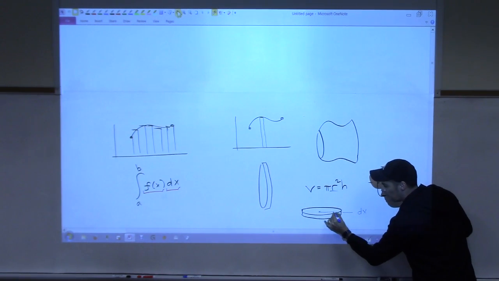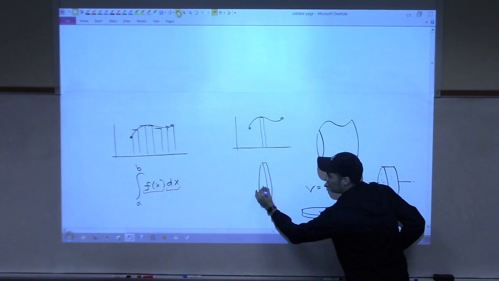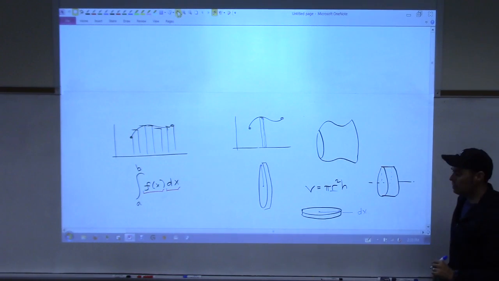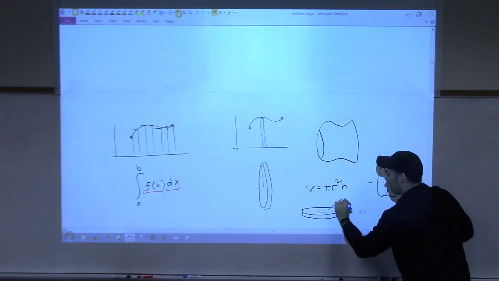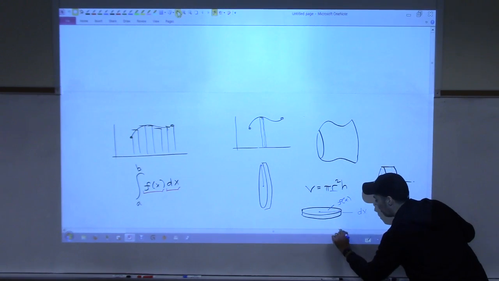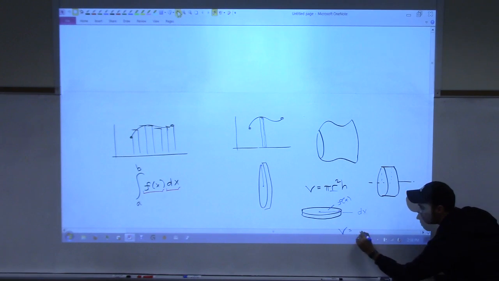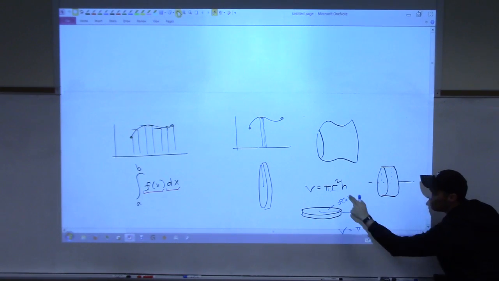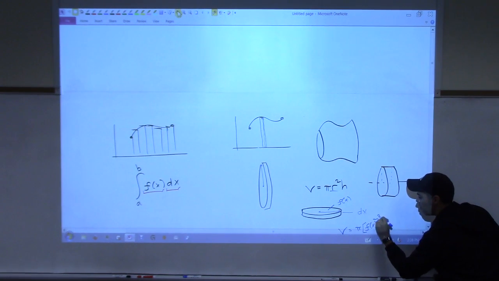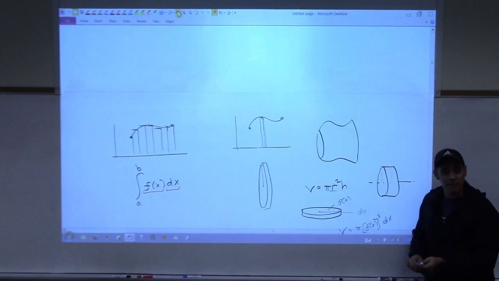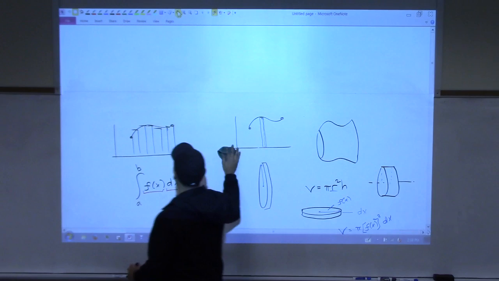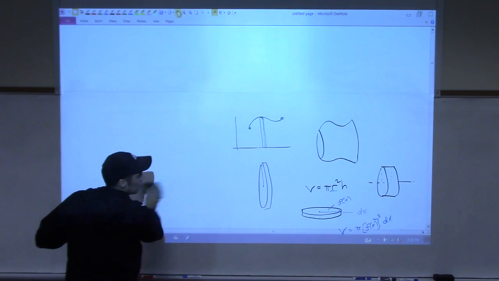What is the radius of this cylinder? Well, that's this, right? So isn't this radius just f of x? So what is the little volume of just that little piece? Pi times r squared, which is f of x squared, dx. So guess what? If I want to know the volume of this, I know I'm almost out of time.